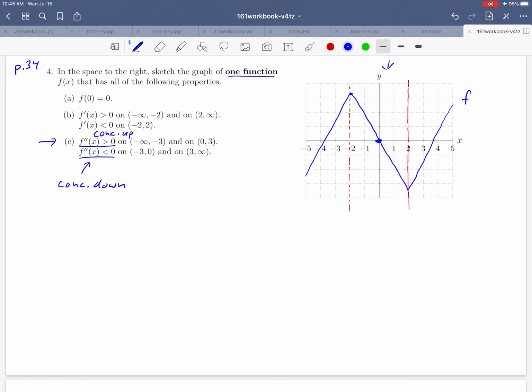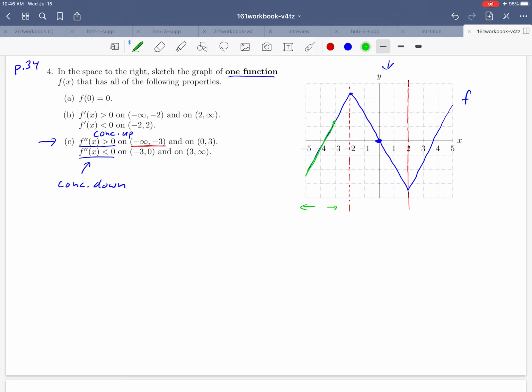All right, so what we're going to do is look at these intervals one at a time, starting with the interval from negative infinity to negative 3. We want our function to be concave up on that interval, and negative infinity to -3 would be about from here to here on our graph. So what do you think? Looking at that stretch of the graph, does that have a concave up shape? It doesn't, because I drew a straight line.